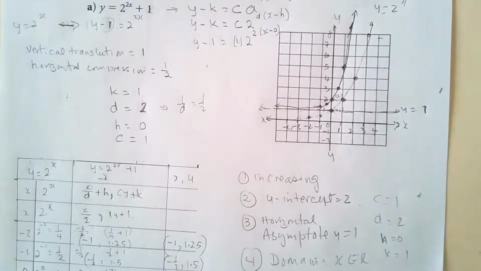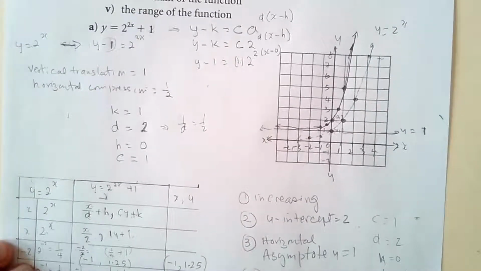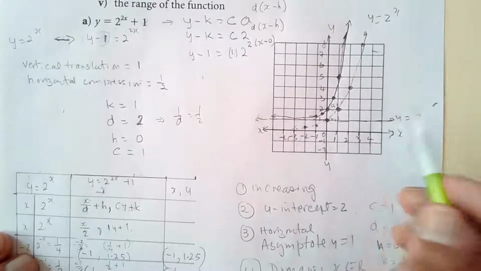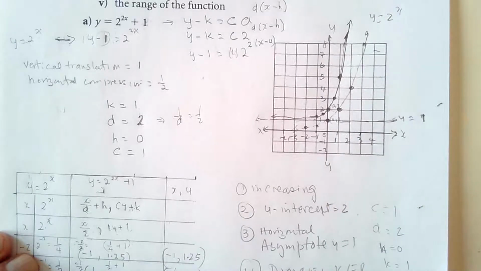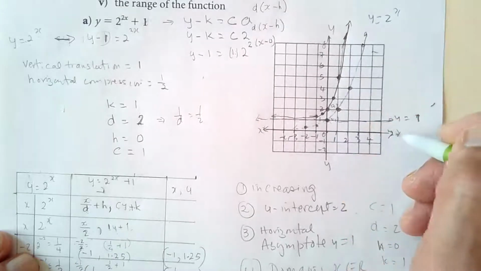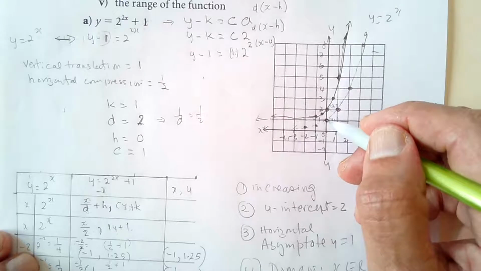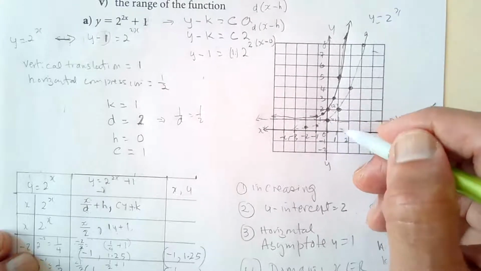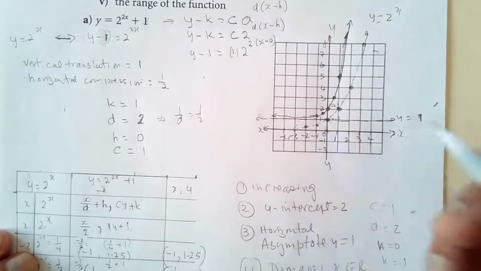Be careful with your horizontal asymptote. Originally, the horizontal asymptote here is y equals 0. Now, because it's shifting vertically up by 1 unit, your horizontal asymptote also shifts 1 unit, from 0 to 1.